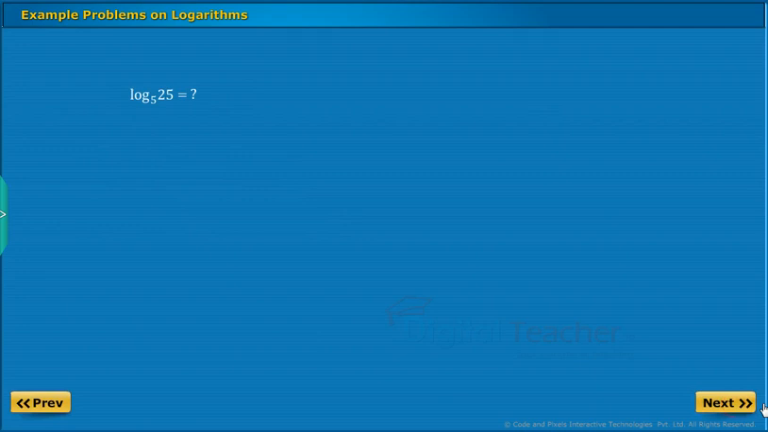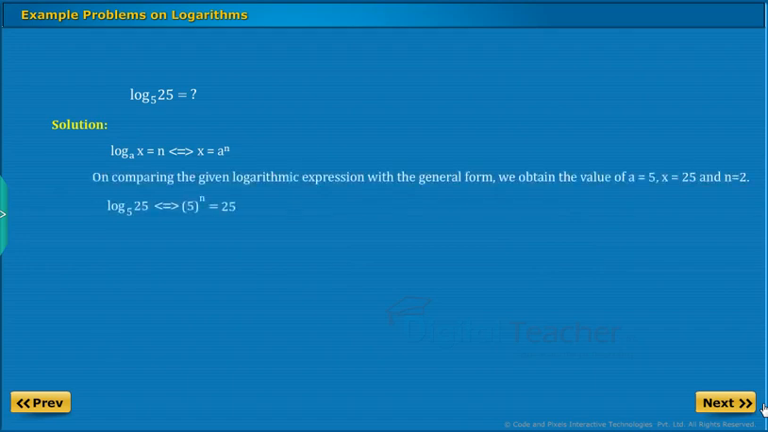Write the exponential form of log 25 to the base 5. Solution. Recall that if log x to the base a is equal to n, then x is equal to a power n. On comparing the given logarithmic expression with the general form, we obtain the value of a, x and n as shown on the screen. So the base 5 should be raised to the power of 2 to obtain the number 25. Now, let us solve a sample problem on logarithms.